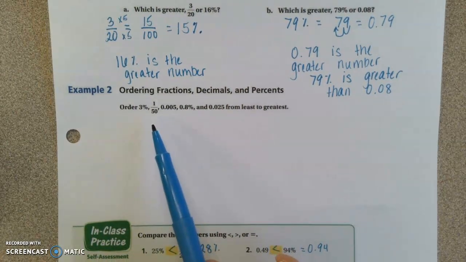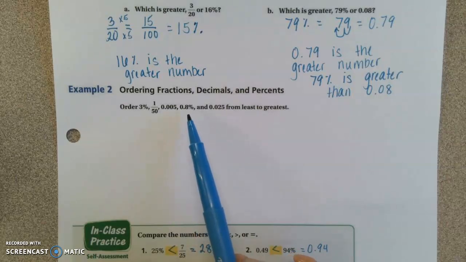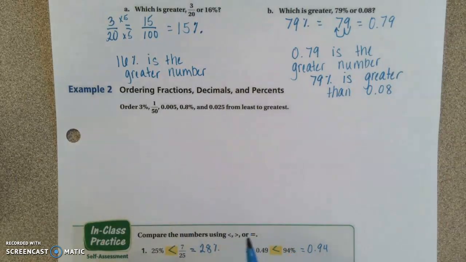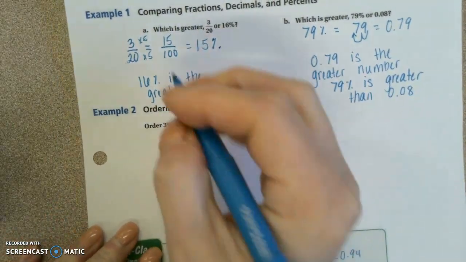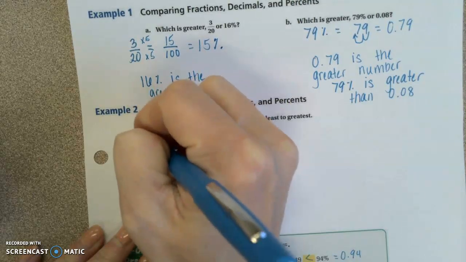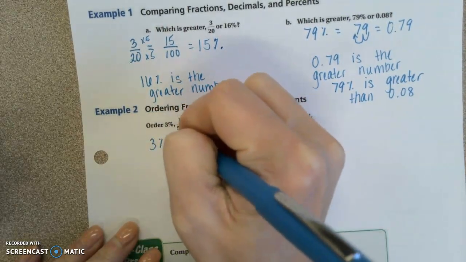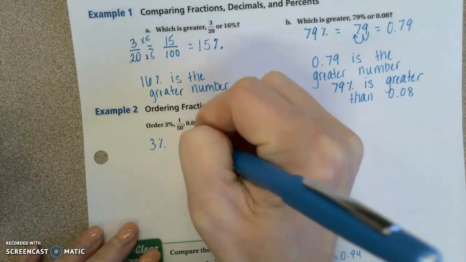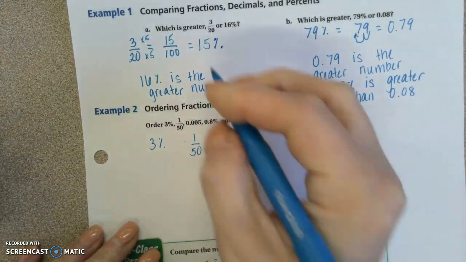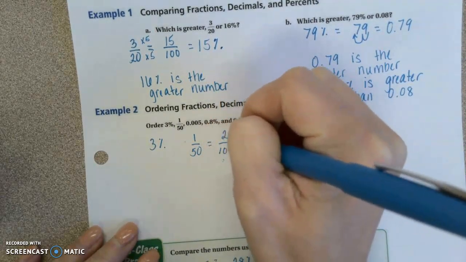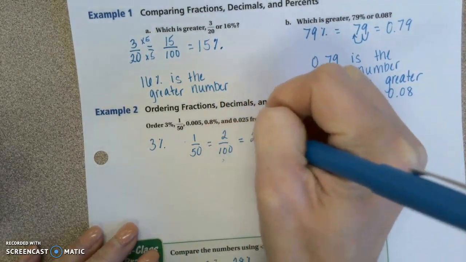So we have 3%, 1/50th, 5/1000ths, 0.8%, and then 25/1000ths. So we're going to go ahead and just turn everything to a percent. So we already have 3%. So I'm going to have 1/50th. And if I turn that to a percent, I need 100 on the bottom. So 50 times 2, 1 times 2. So that one's 2%.